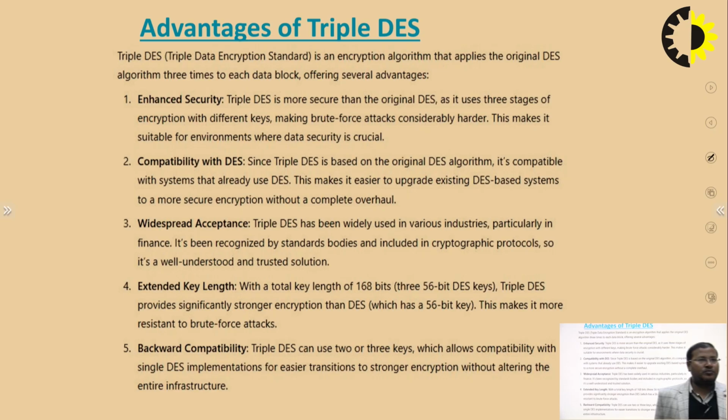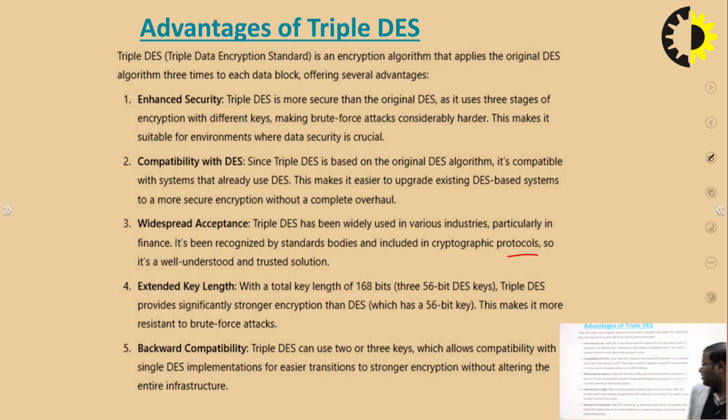Triple DS is more secure than the original DS, as it uses 3 stages of encryption with different keys K1, K2, K3. Since triple DS is based on the original DS algorithm, it is compatible with systems that already use DS. Triple DS has been widely used in various industries, particularly in finance. It has been recognized by standard bodies and included in cryptographic protocols. So it is a well understood and trusted solution.